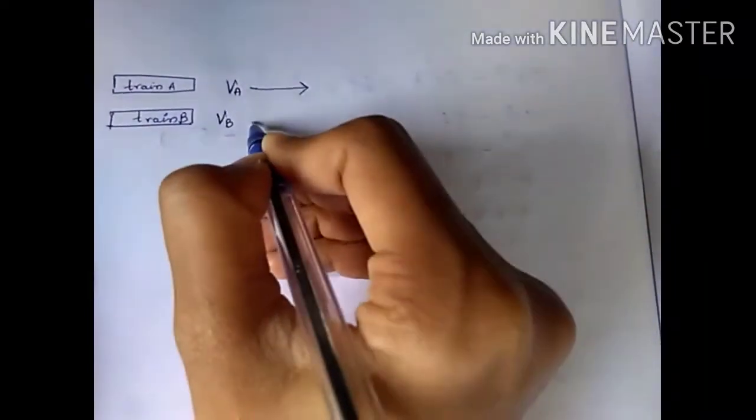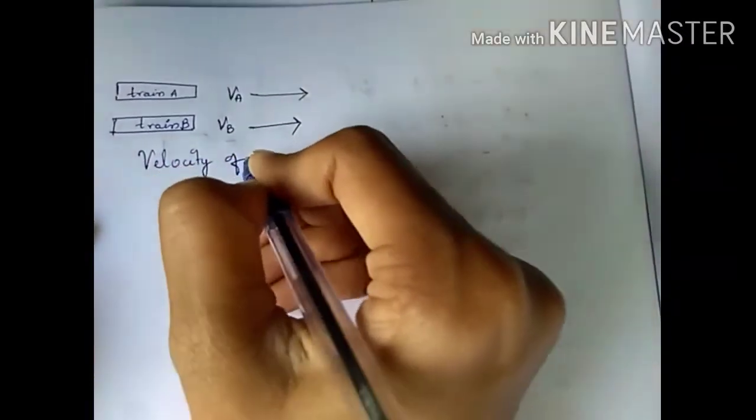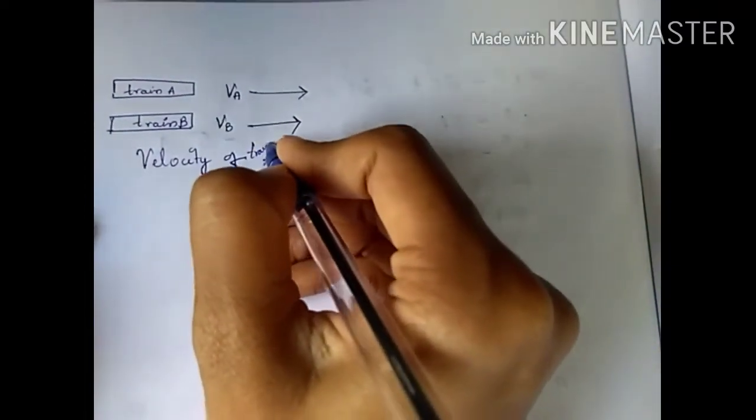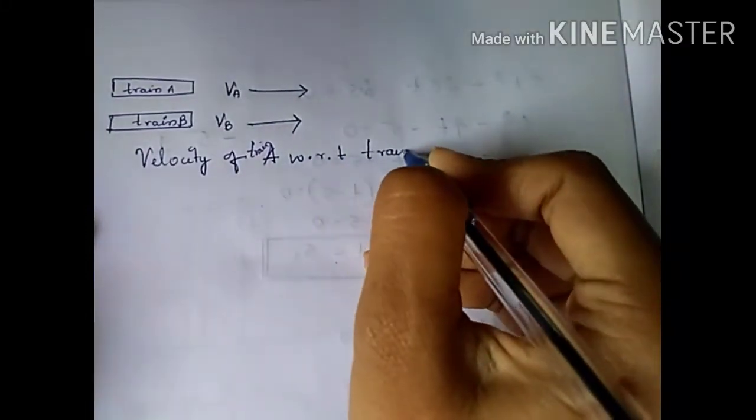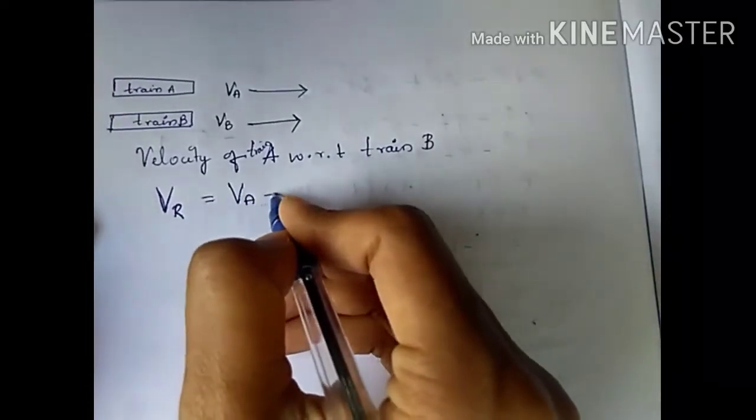So let's suppose you have two trains again, train A and train B. If the velocity of train A is VA and the velocity of train B is VB, and these two are moving in a straight line in the same direction, then the velocity of train A with respect to train B can be written as relative velocity VR, which is equal to VA minus VB.